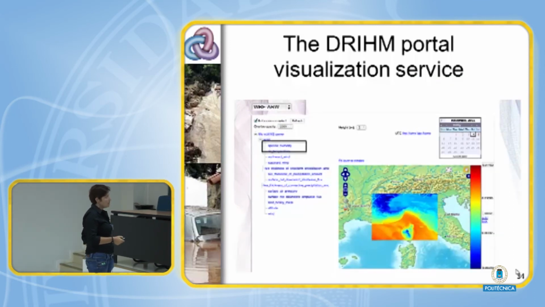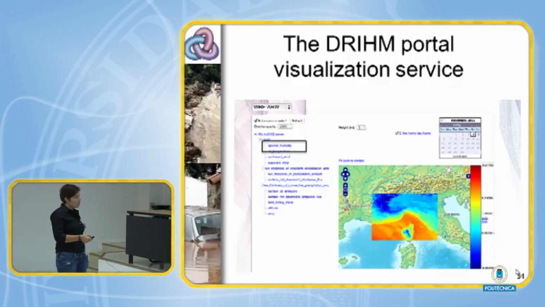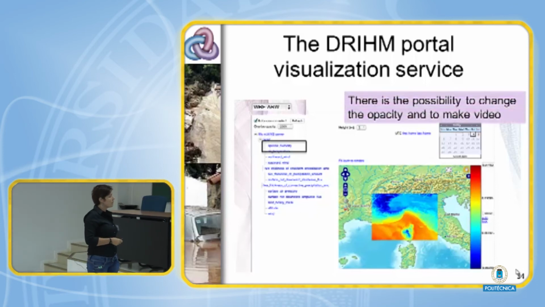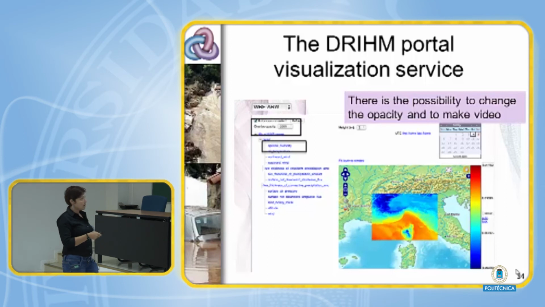I changed the model. This time I selected WRF IRW. Again, I'm visualizing the specific humidity. As you saw, also in this case the scale appears together with this information. And there is the possibility to change the opacity of the data, and to make a video animation, let's say. Probably video is not the right word. So here you have the overlay opacity. You can change it.